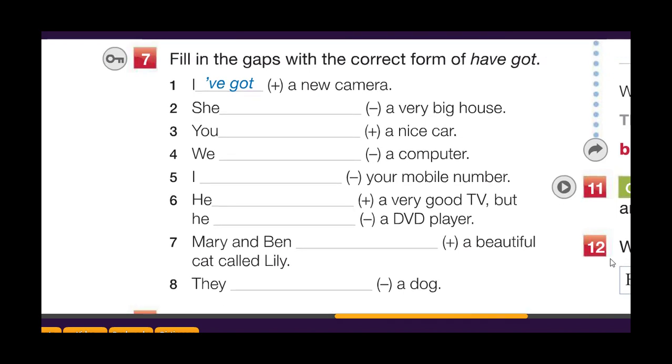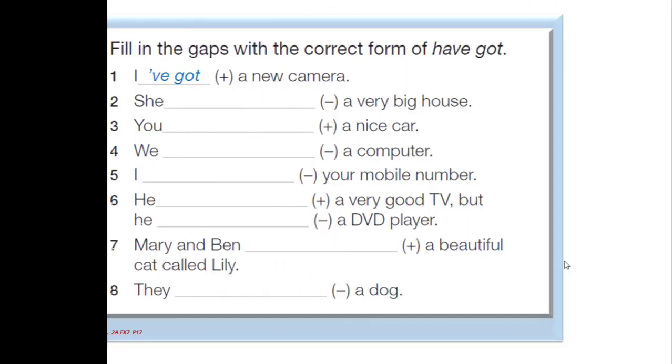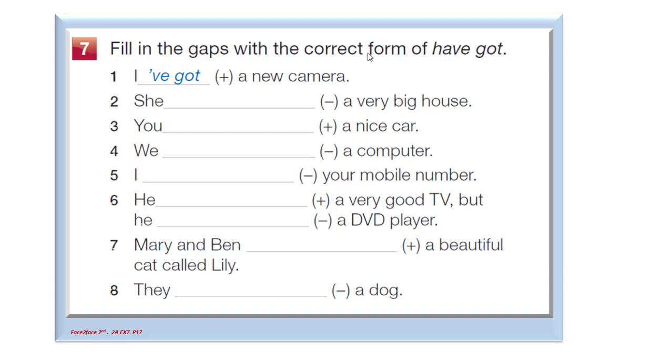Okay, in exercise number 7, fill in the gaps with the correct form of have got. What's the correct form of have got? That means, for example, we say have got, haven't got, or has got, hasn't got. This is the correct form. So I here, positive. With I, we say have got. So we say I've got, contraction. I've got a new camera. She, what do we write here? She, we have has got or hasn't got. Here is negative. So we write hasn't got. Very good. Now stop the video for a minute. Do the exercise. After that, continue with me.